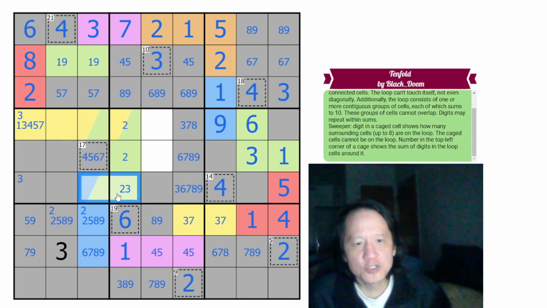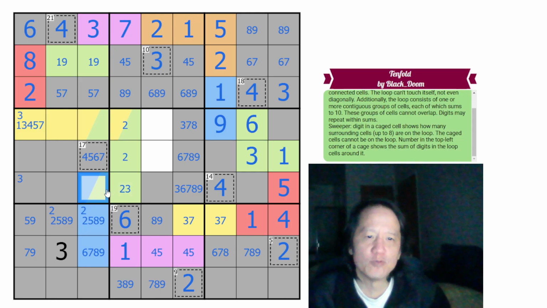If these are part of the green, this would have to be 1, and this would have to be specifically 2. Because it cannot be 1 and 3 here. Oh, actually, I guess it could be 1 and 3. Right.